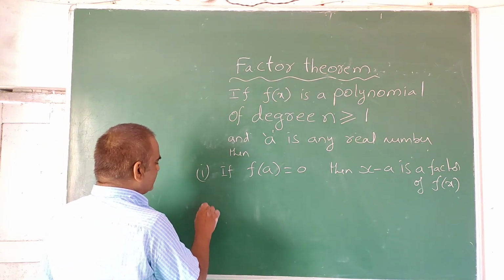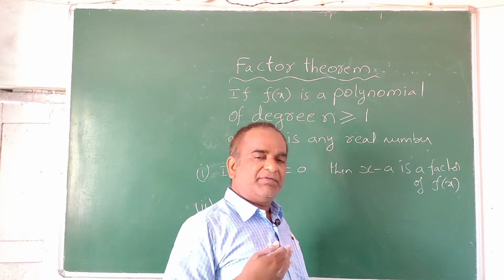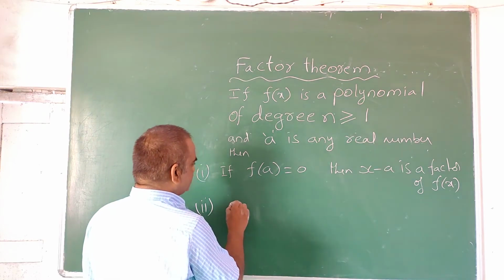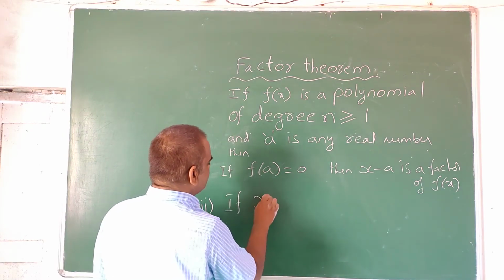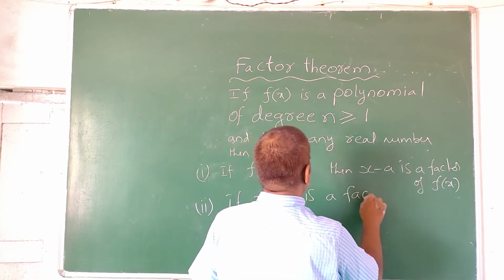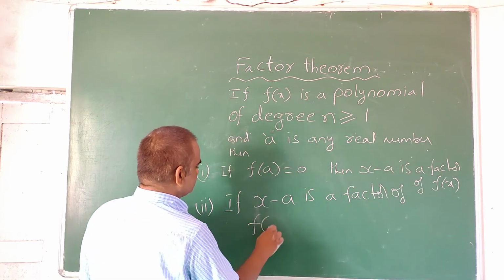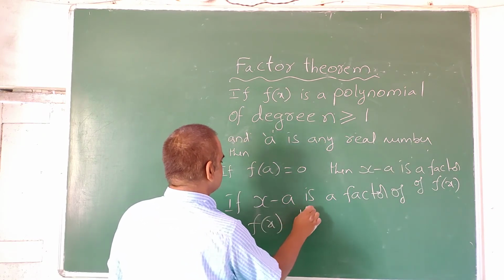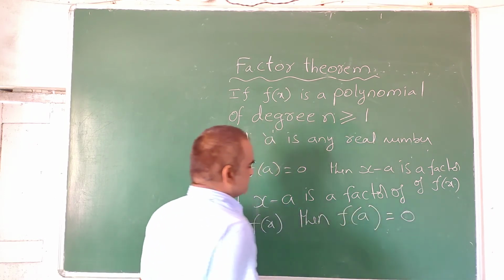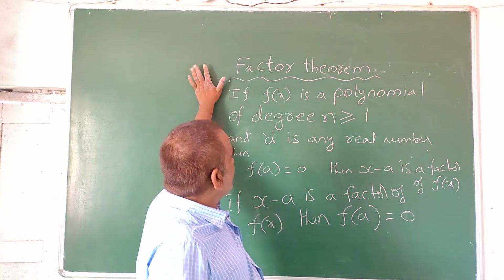Second is its converse. Both we are proving. P implies Q and Q implies P, also we are proving. Second is, if x minus a is a factor of f of x, then f of a is equal to 0. So this statement is most important, factor theorem.